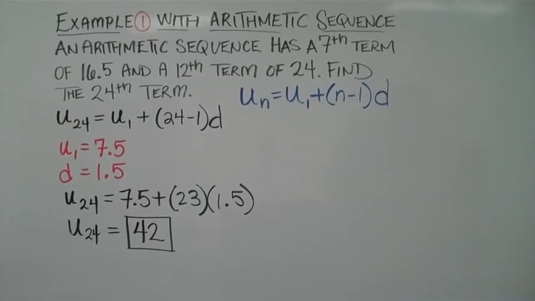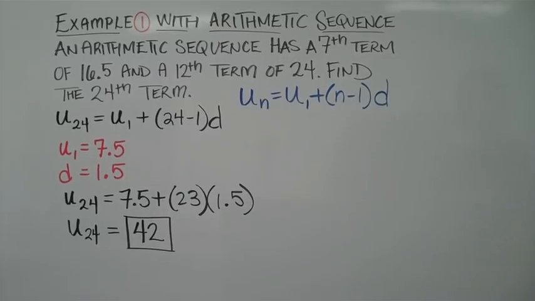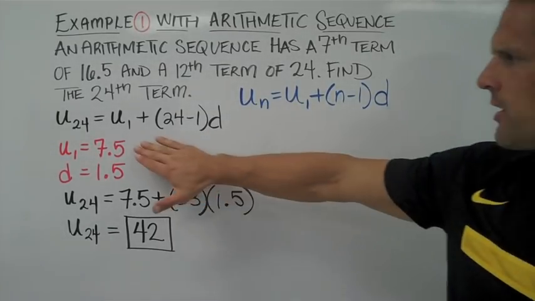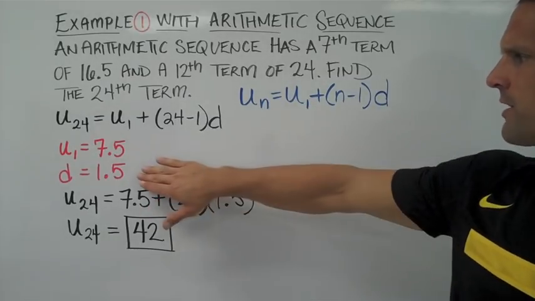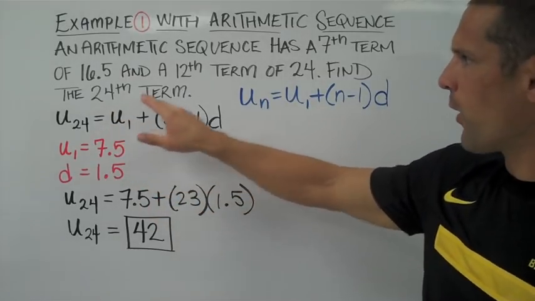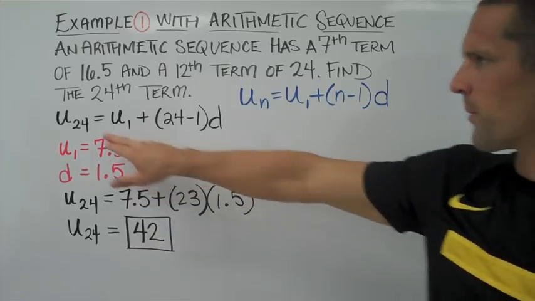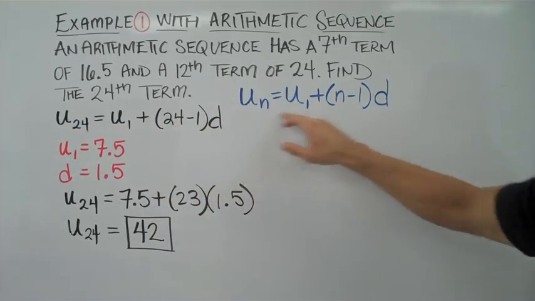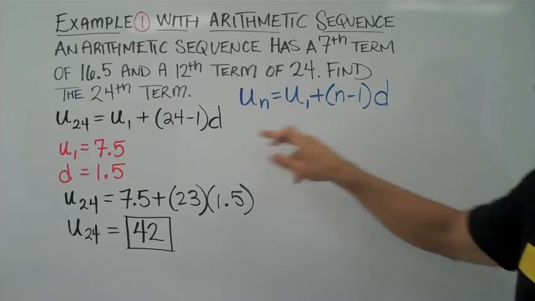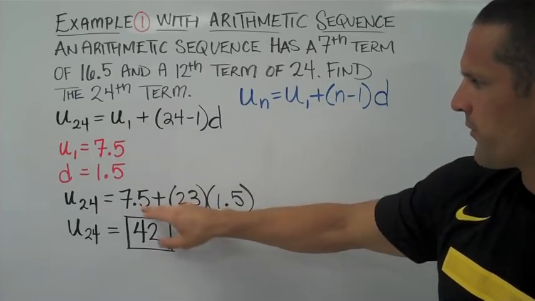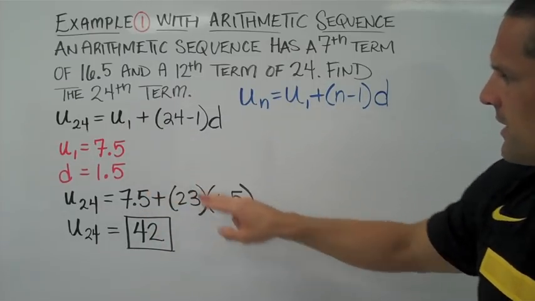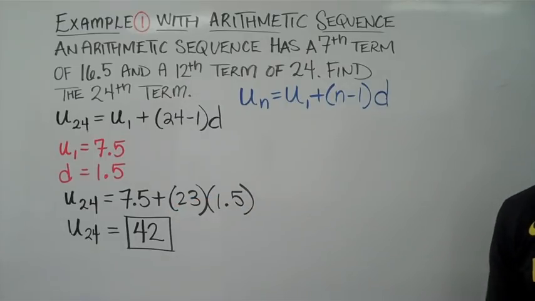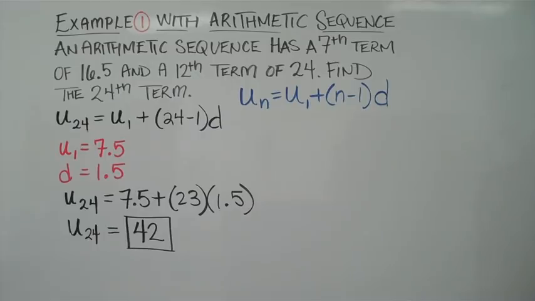So I'm careful to answer the question that is being asked. I just found out by solving simultaneous equations that U1 is 7.5 and d is 1.5. I know I'm supposed to find the 24th term. The 24th term is U1 plus 24 minus 1 times d, according to this formula. And now all I have to do is substitute 7.5 in for U1 and a d of 1.5. When you do this simple calculation, you get your 24th term is 42.